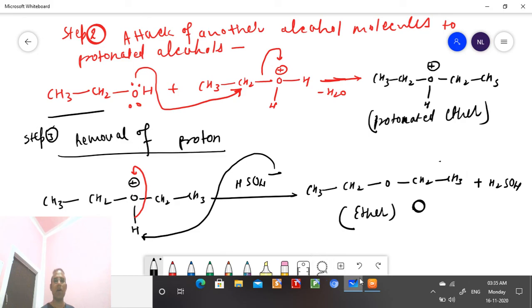So this is all about the dehydration of alcohol. At a higher temperature it gives alkene, and at a little lower temperature it gives diethyl ether.